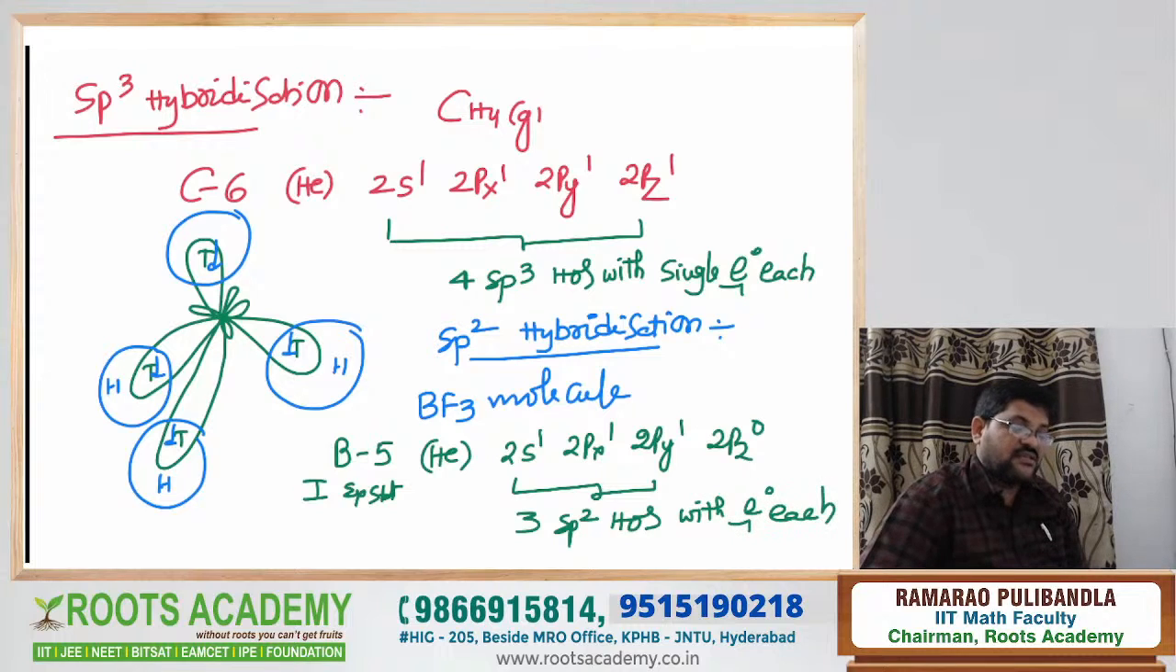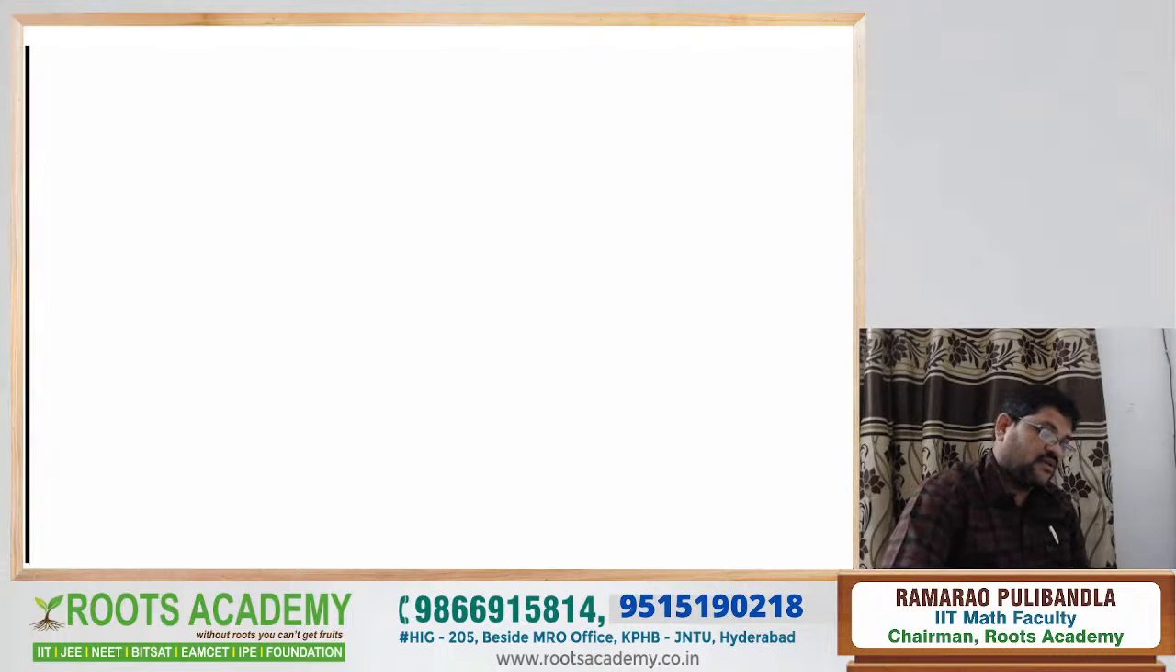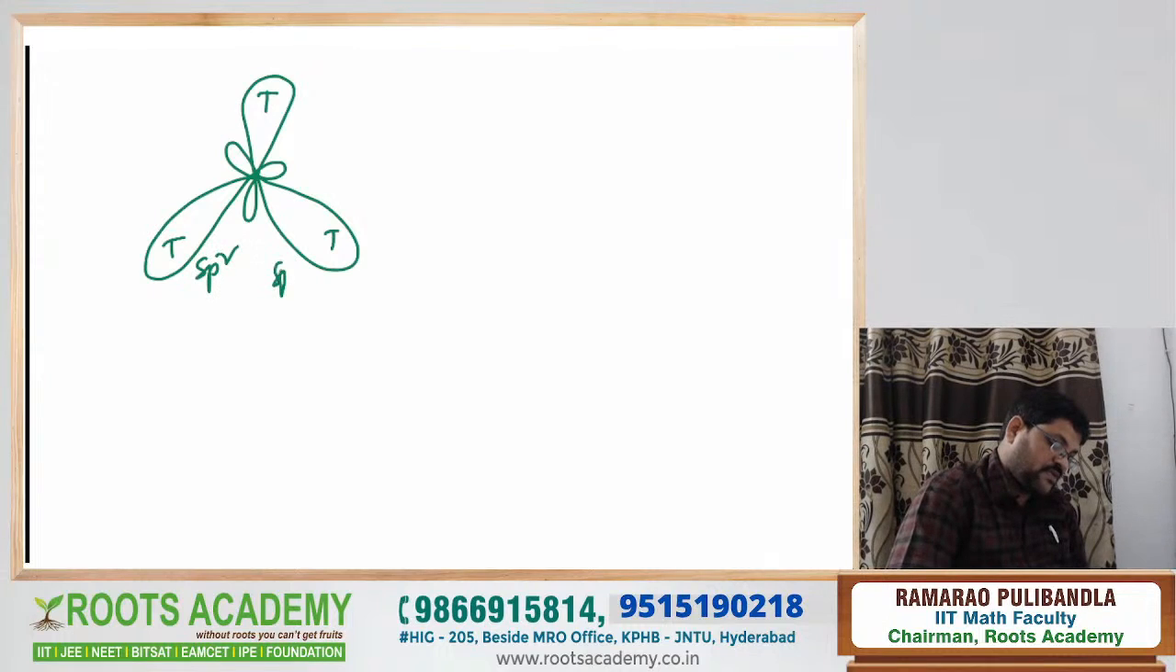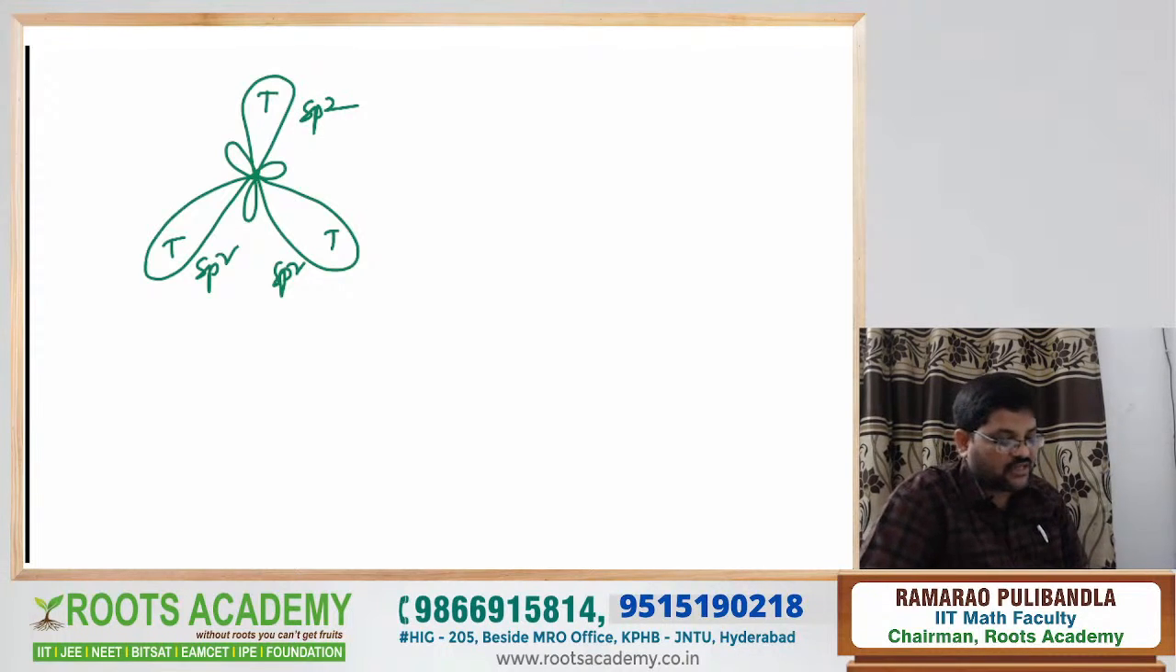What am I saying? Single electron each. Yes or no? Now see, this is sp2 with a single electron, this is sp2 with a single electron, and this is sp2 with a single electron, because all hybrids are dumbbell shaped. One lobe is larger, one lobe is smaller. Yes or no? And it combines with what?